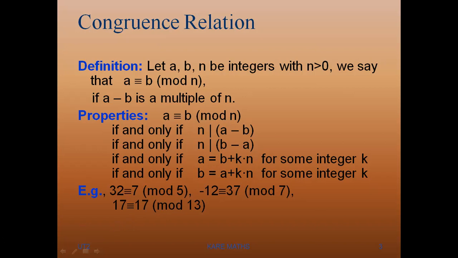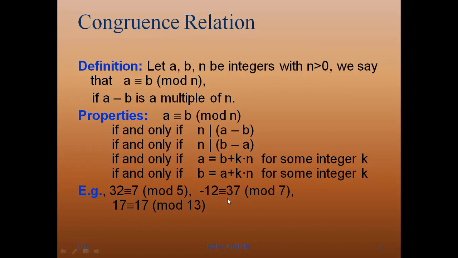Now let us see this example. 32 is congruent to 7 mod 5. As per this definition, A minus B is a multiple of n. So here, 32 minus 7 is 25. 25 is a multiple of 5. Otherwise, what can we say? 5 divides 25.